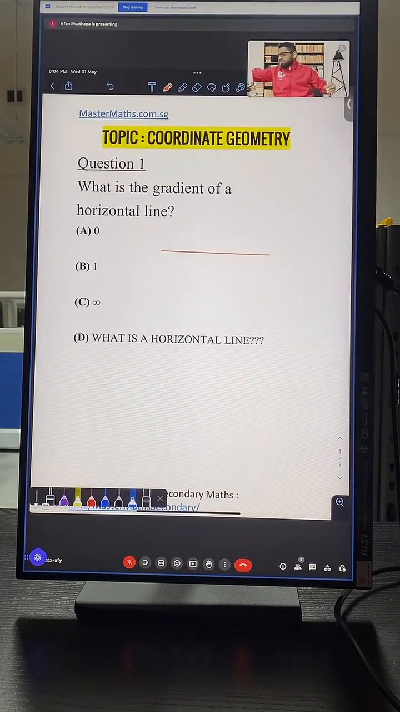If that is the case, my friends, please help me out. What is the gradient of a horizontal line? A, B, C, D.